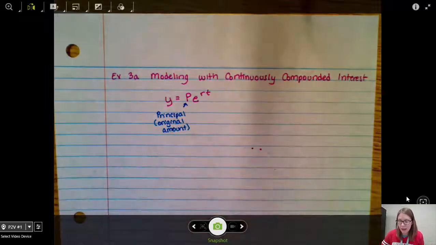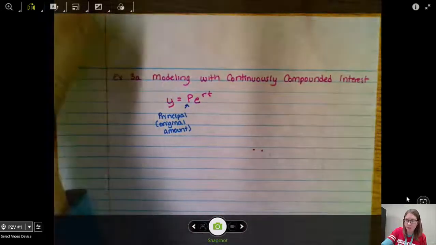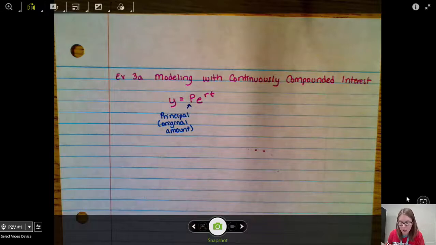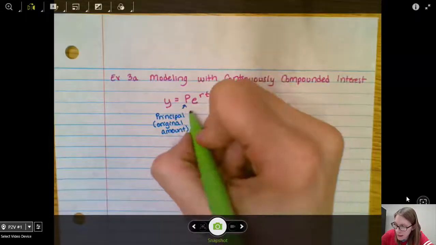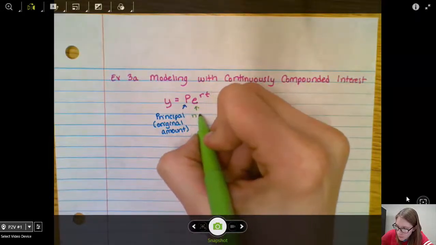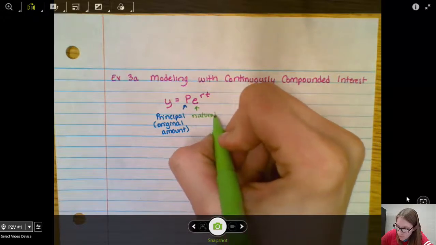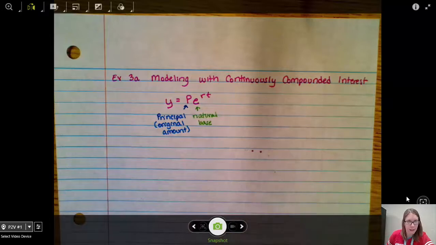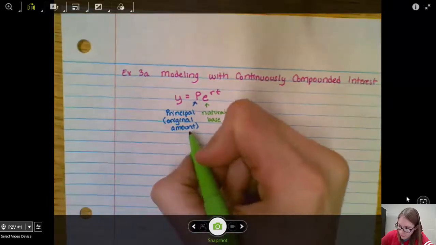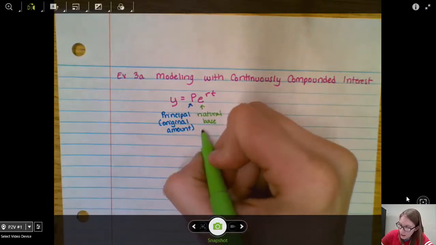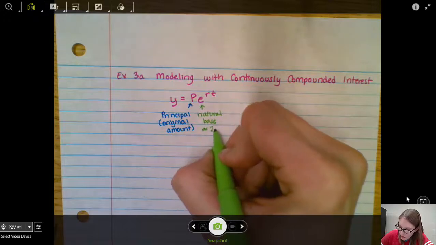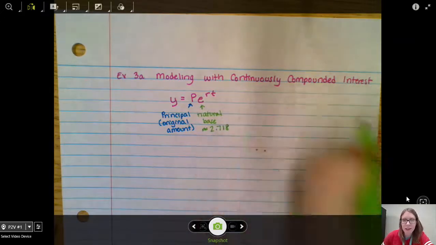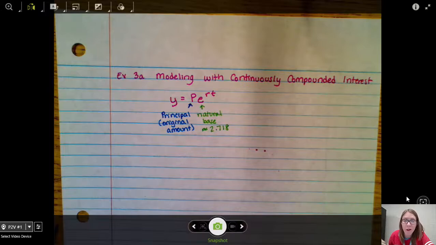Okay, e, you might have heard of this before. e is what we call the natural base. e is a number sort of like pi. It's an irrational number. Our natural base e is approximately 2.718, the same way that pi is about 3.14. e is about 2.718.